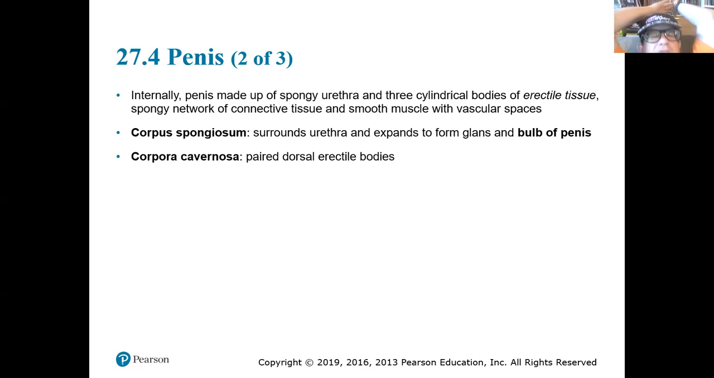The one that goes around the urethra is the corpus spongiosum. That means the body of spongy tissue. And at the tip of the penis, that expands and forms the head, the glans. And at the other end, it forks off and expands and forms the two bulbs of the penis. Those are internal to the body. Above that, you have a pair of tissues we call the corpus cavernosa. That means the cavernous, the big spongy tissue.